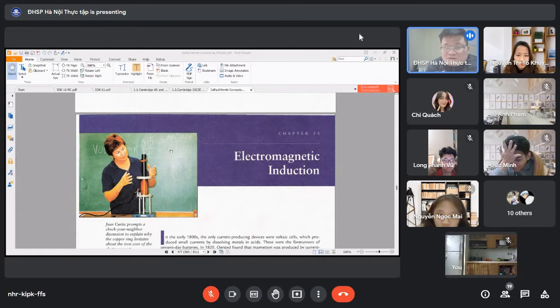So it's not just a current in a wire, but the current in a plate, a metal plate. And due to the heating effect of the current, the plate becomes hotter and hotter. And also the microwave, more or less.